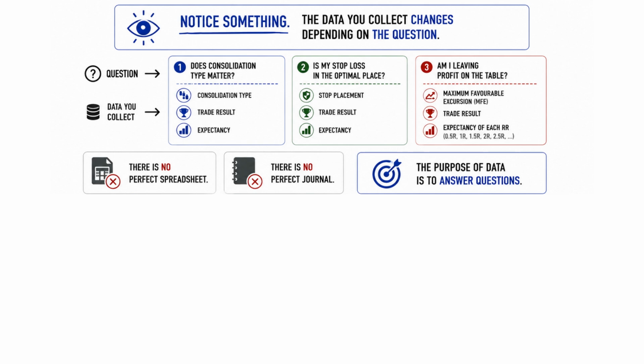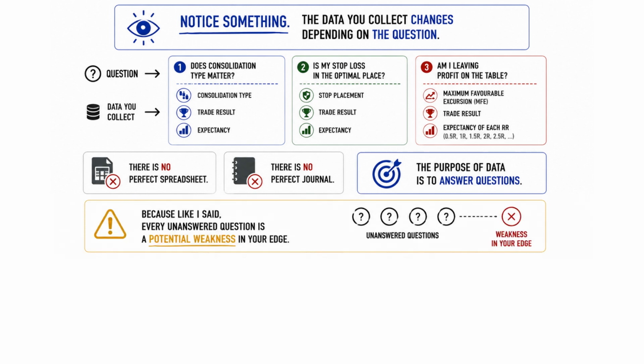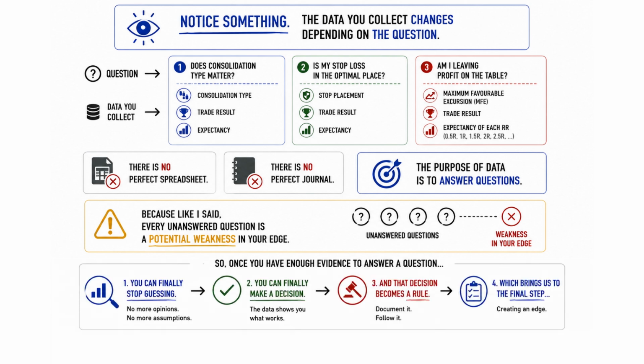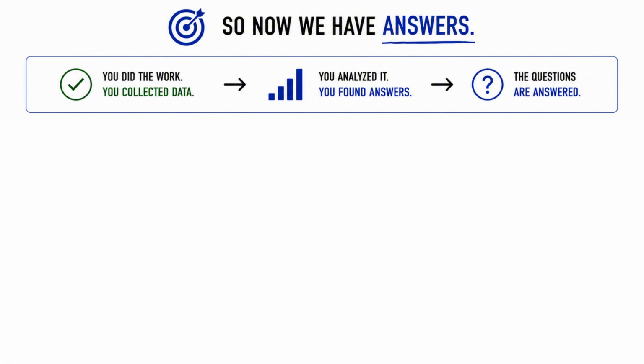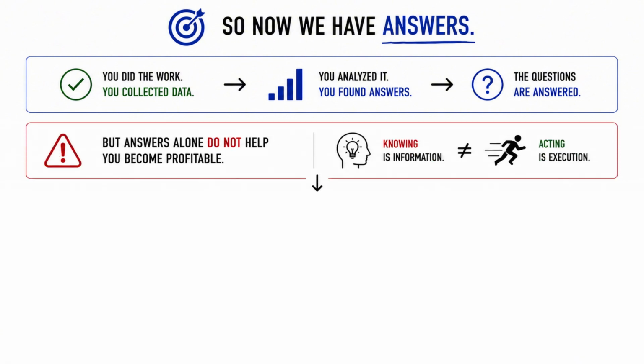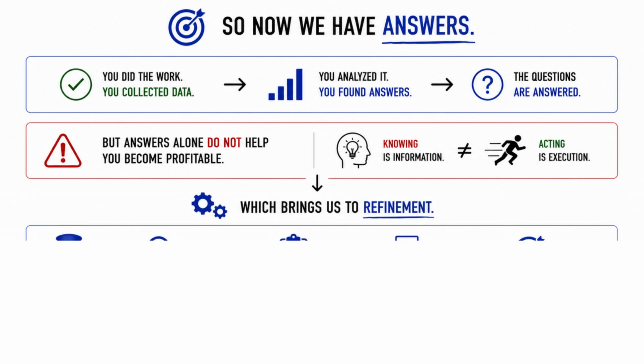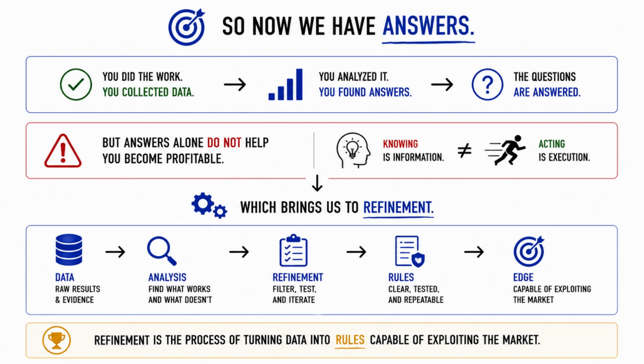The purpose of data is to answer questions, because, like I said, every unanswered question is a potential weakness in your edge. So, once you have enough evidence to answer a question, you can finally stop guessing and you can finally make a decision. And that decision becomes a rule, which brings us to the final step of creating an edge. So now we have answers, but answers alone do not help you become profitable, because knowing and acting are not the same thing. Which brings us to refinement, the process of turning data into rules capable of exploiting the market.